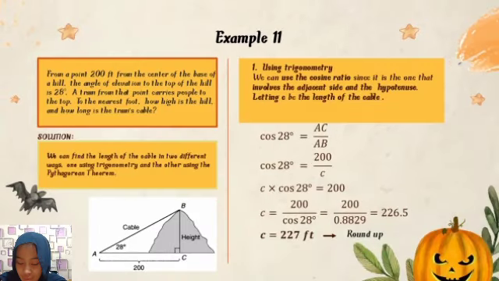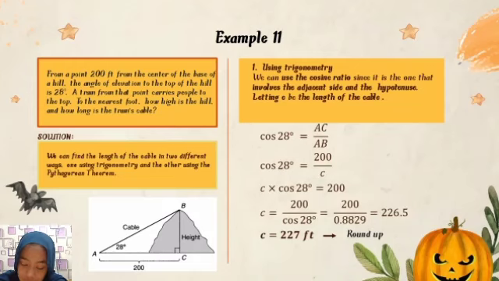Next, here is Example 11 with the question: from a point 200 feet from the center of the base of a hill, the angle of elevation to the top of the hill is 28 degrees. A tram from that point carries people to the top. To the nearest foot, how high is the hill and how long is the tram's cable?